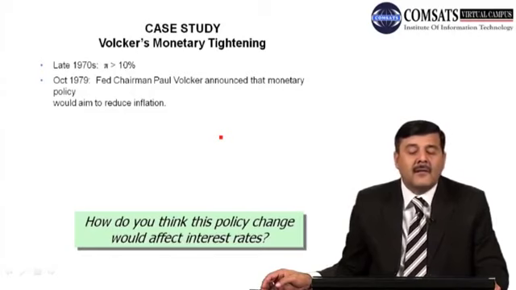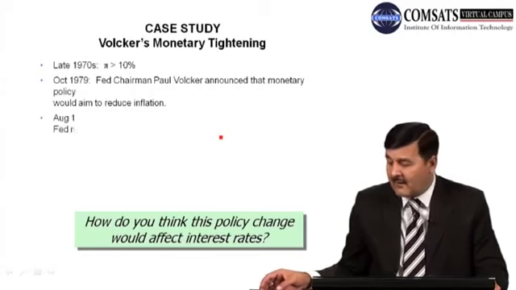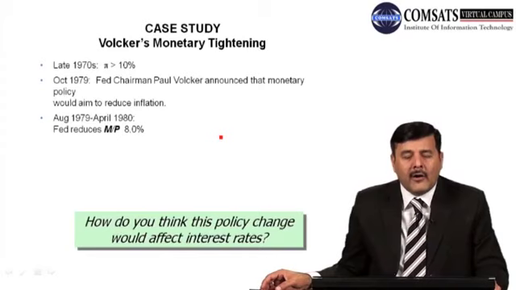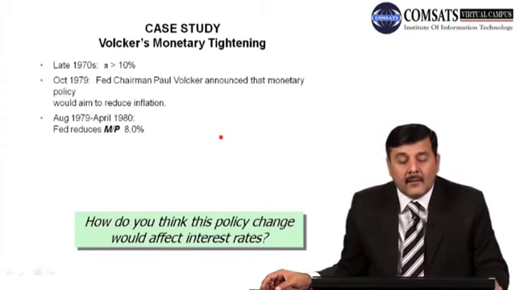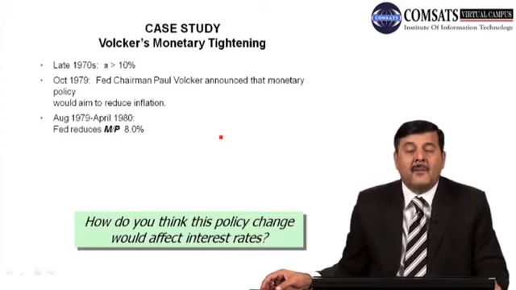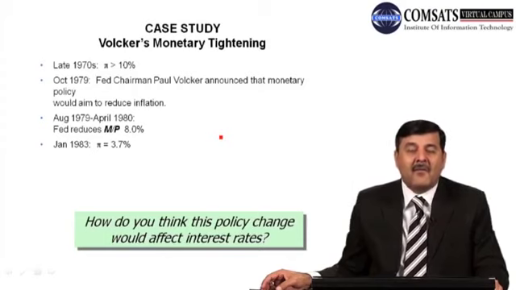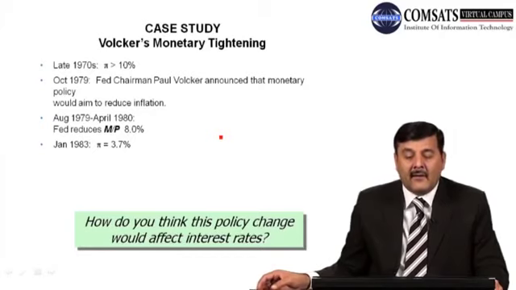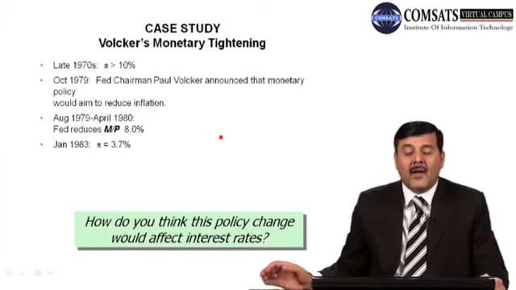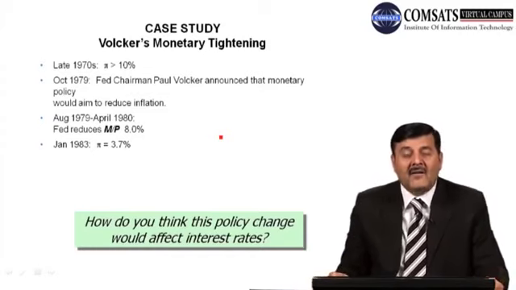announced that monetary policy would aim to reduce inflation in the country. Now, from August 1979 to April 1980, the Fed reduced the money supply by 8%. In January 1983, inflation was reduced from 10% to 3.7%, with the reduction of money supply, right? Now, what do you think this policy change would do to the interest rate?